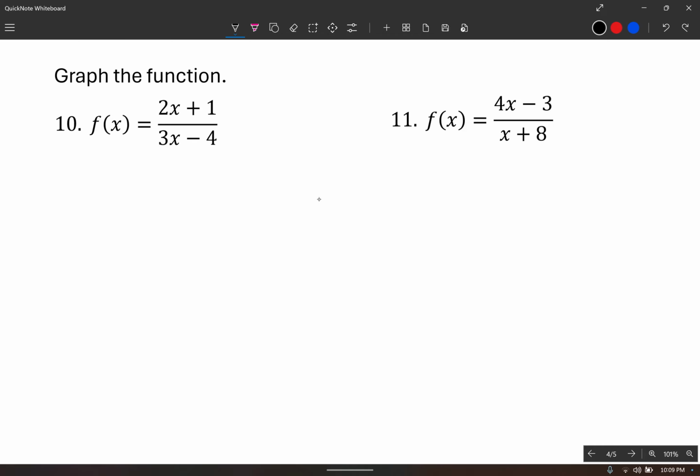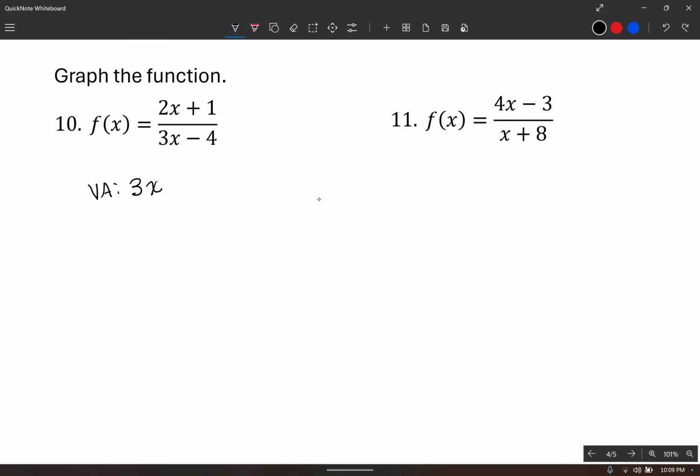All right, now we're going to practice some graphing. So if I can factor the numerator and the denominator, then I should do that. I can't factor either of these. So I'm going to go ahead and start with my vertical asymptote. So my vertical asymptote comes from the denominator.